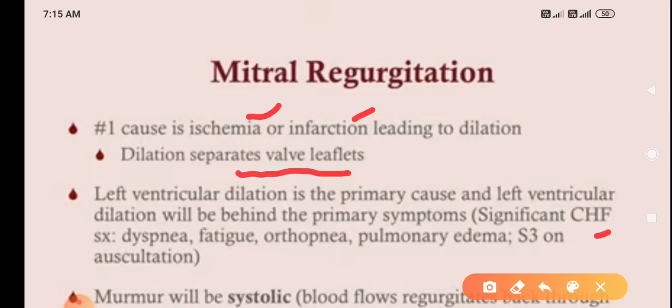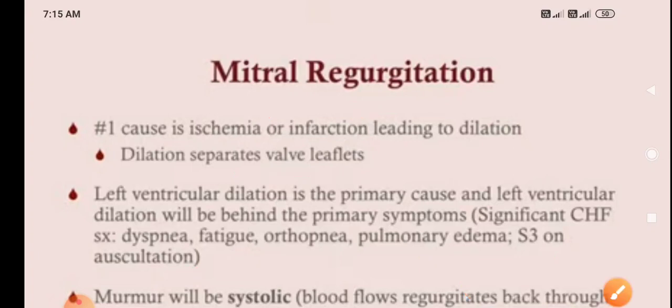failure. Symptoms: dyspnea, fatigue, orthopnea, pulmonary edema, and S3 sound on auscultation. S1 and S2 are normal sounds. S1 sound is produced when the mitral and tricuspid valves close. S2 sound is produced when the aortic and pulmonary valves close. And during the opening of the mitral and tricuspid valves, the sound produced is S3.